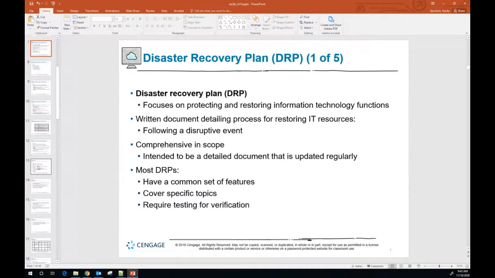Disaster recovery plan, this is a plan that we're designing to focus on protecting and restoring information technology functions. It is a written document that will detail the process for restoring our IT resources following some kind of disruptive event. It will be comprehensive in scope, and it needs to be updated regularly. This is going to say who is responsible for what actions. And most of these will have a common set of features. They will cover specific topics, and they do require testing for verification.